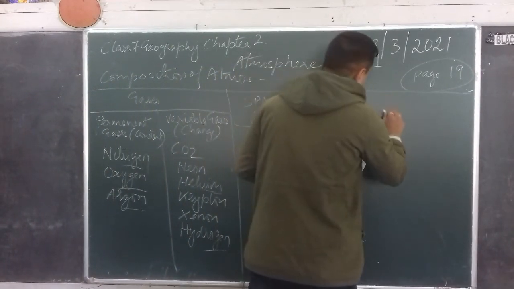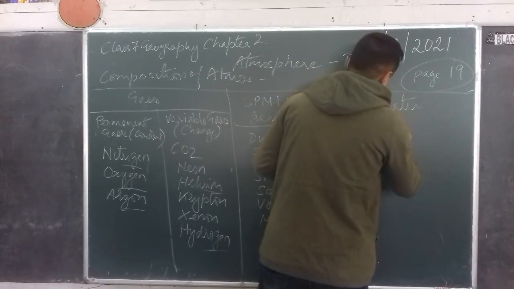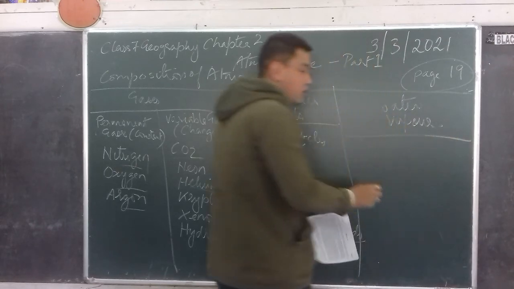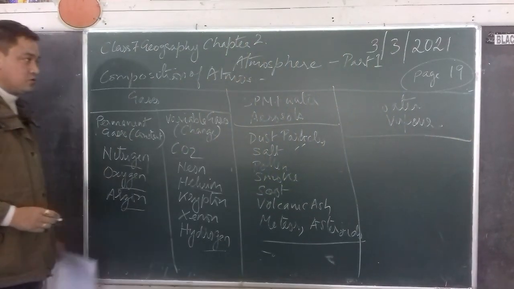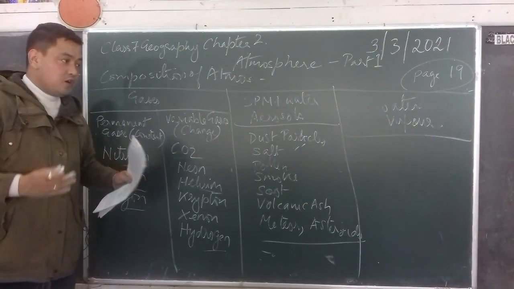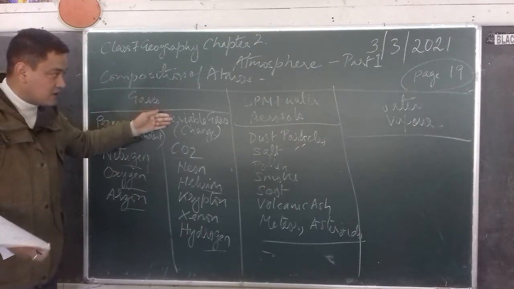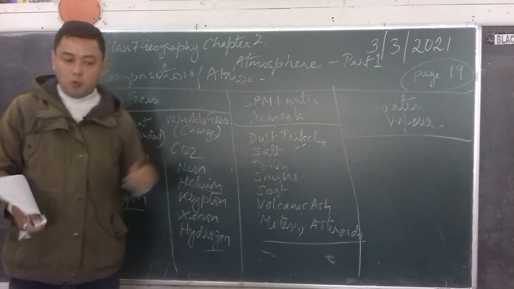It is also made of water vapor. Water means liquid, vapor means gas. So our atmosphere is made of many gases. Which are the gases? Permanent gases, variable gases, aerosols and water vapor.